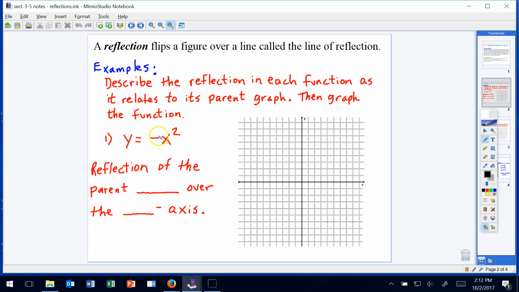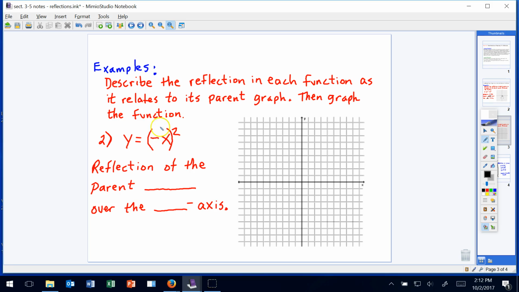Notice that here I have the parent y equals x squared, but the minus sign, when it's not involved in parentheses, means I'm always going to reflect over the x-axis. This is the parent y equals x squared reflected over the x-axis. So this would be taking the parent and basically flipping it over so that it opens down, just flipped over the x-axis.